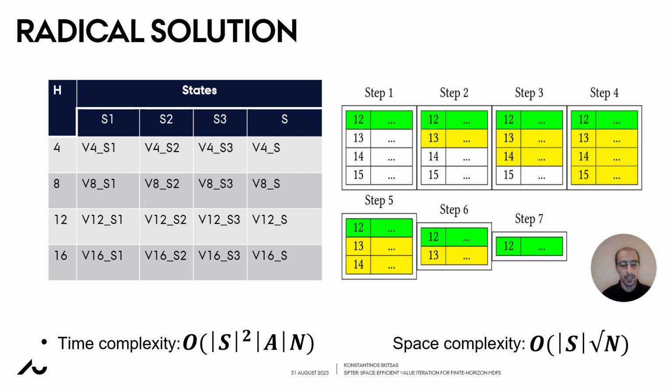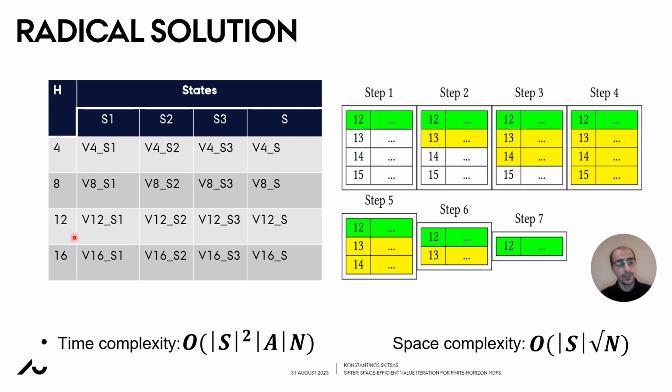The first one is a radical solution, where we store only square root n checkpoints, every square root n elements. We run dynamic programming from the beginning again up to horizon n. This is, let's say, an example with horizon n equals 16, and we will store only checkpoints for 4, 8, 12, and 16, every square root n elements. And then we also keep the intermediate values in memory for the active tables, and then we erase them after they are executed. What do we mean?